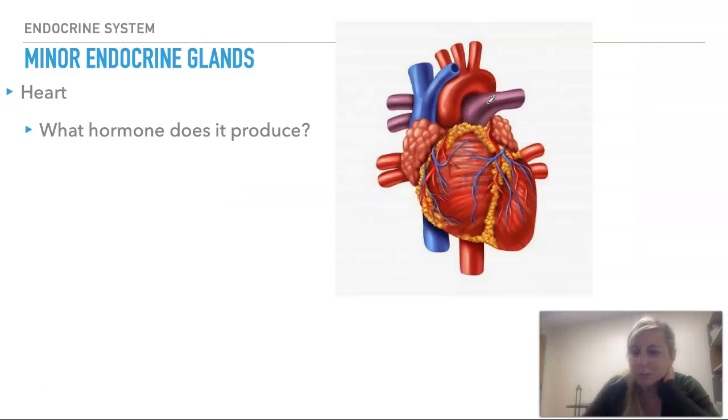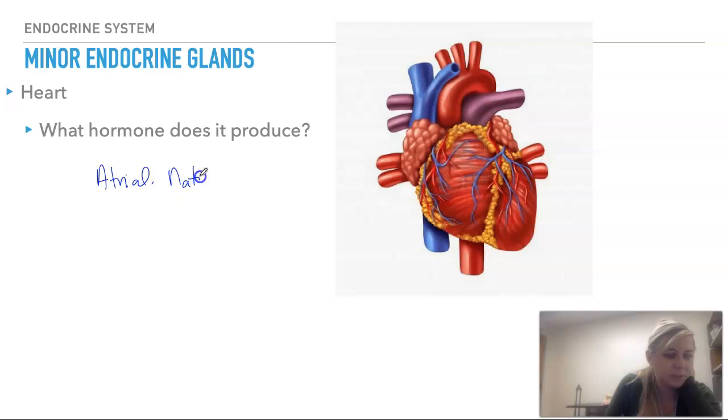Here's our heart, and we'll take a much more in-depth look at the heart when we get to the cardiovascular system, but it does also produce a hormone. It produces a hormone called atrial natriuretic peptide, or it's often just abbreviated ANP.